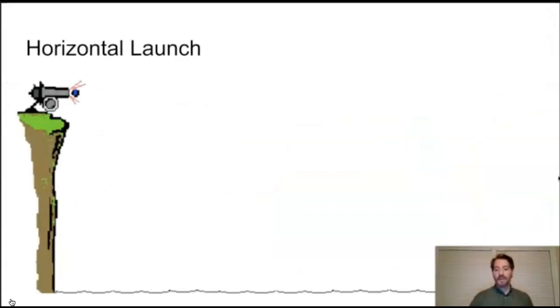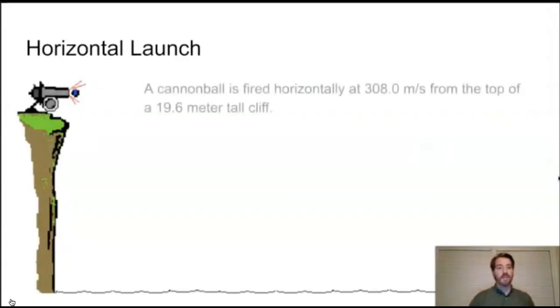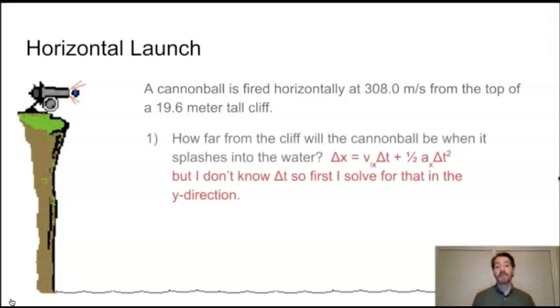So let's go back to that question from the very beginning. The cannonball is fired at 308 meters per second from the top of a cliff. The cliff is 19.6 meters tall. How far from the cliff will the cannonball be when it splashes into the water?